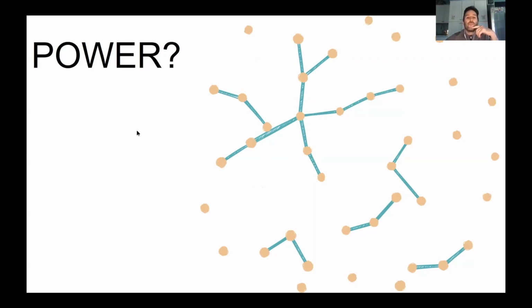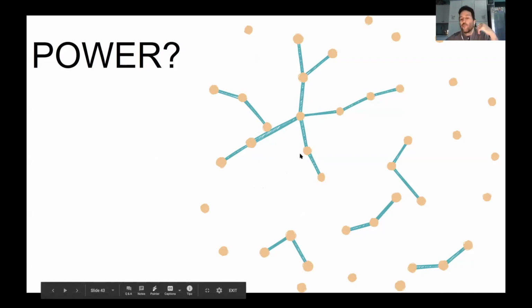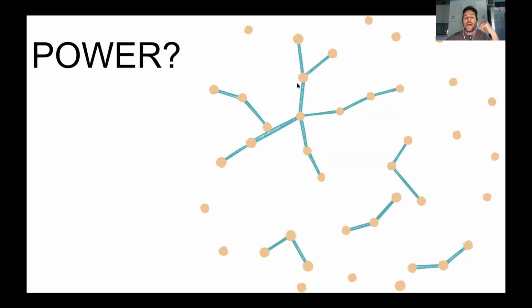And why are they the most powerful? Well, they have 4 friends, which means they have the most friends. They have 4 and nobody else has 4 friends. But more than that, they're friends with people who also have friends. And so that means that they have a certain kind of power in a social network.